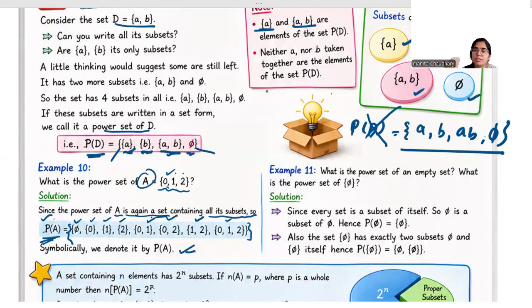Let's see one more example. What is the power set of an empty set? Empty set means there is no element. But we can take that whole set, represented by phi.